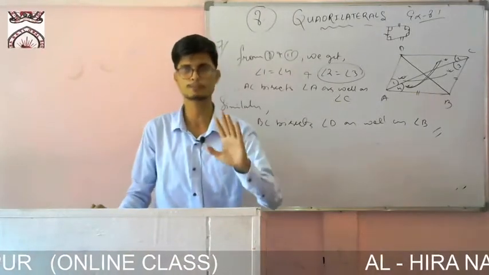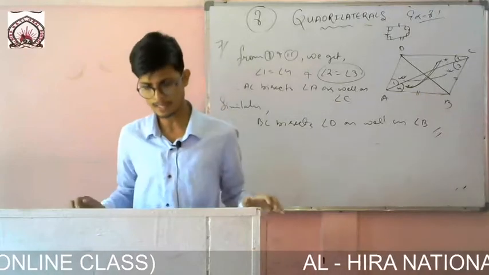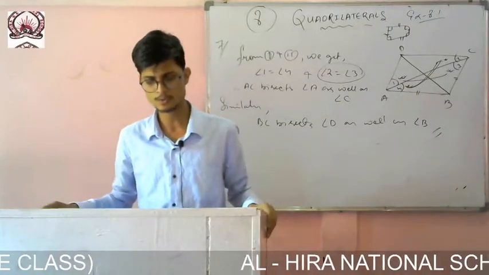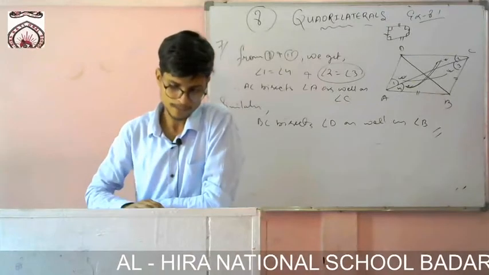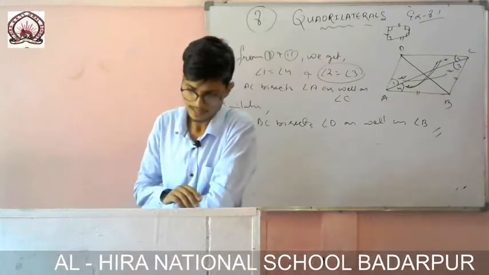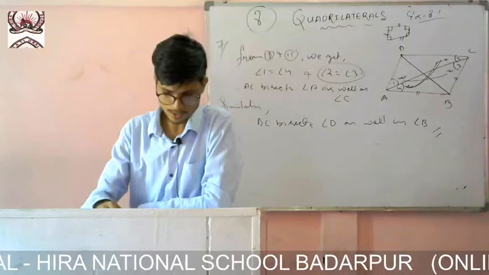So earlier we have proved that it is a square. So now you write like this, that since ABCD is a square and diagonal of square bisects the opposite angle, so therefore BD bisects angle B as well as angle D. So now let us move to question number 9.